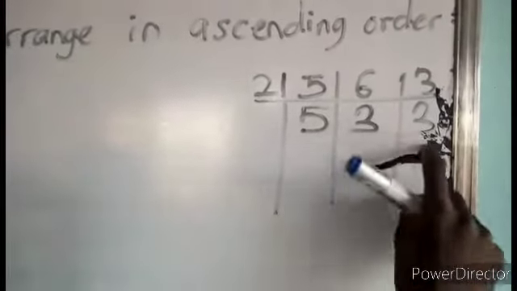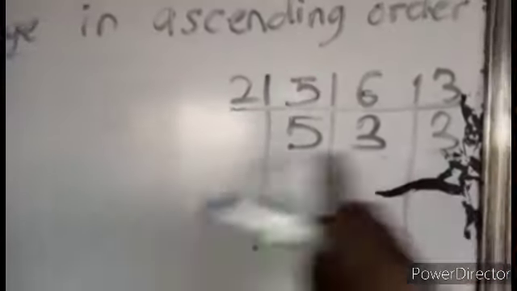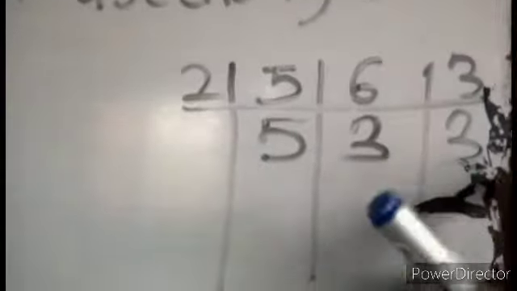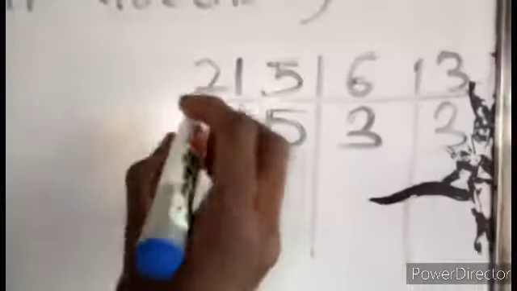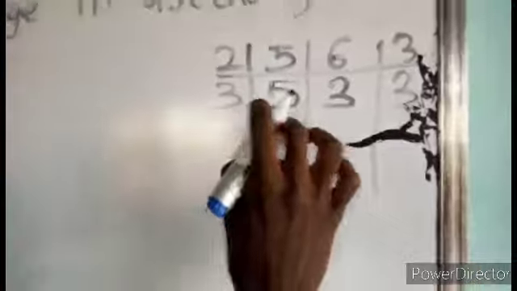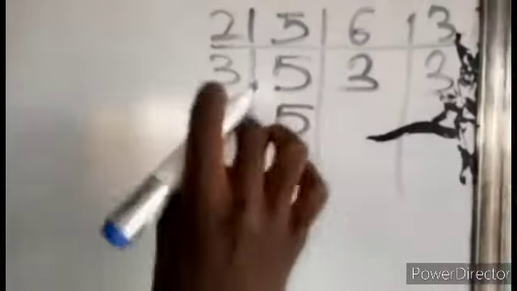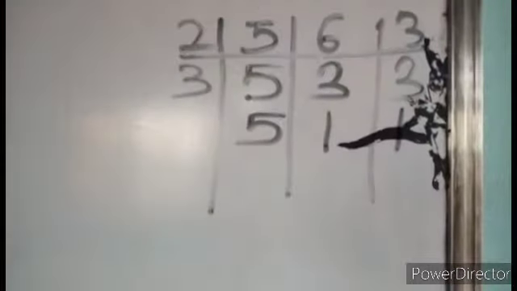Can 2 go in any of this number again? No. So let's move to 3. Can 3 go in any of this number? Yes. So let's make use of 3. 3 and 5, there will be a remainder, so we have to put our 5 down. 3 and 3, 1.